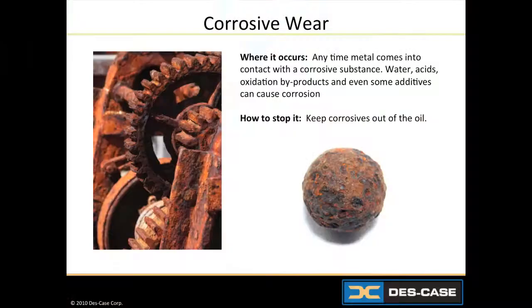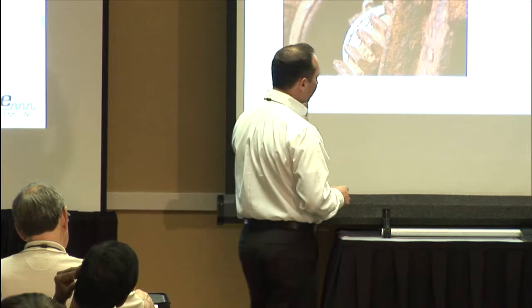My rule of thumb is clean it 2 ISO codes cleaner than the target cleanliness of the component it's intended for. So if there are some challenges getting that lubricant from the drum or from the storage unit to the component, we can absorb that contamination. It's not going to affect the overall contamination of the component or the system. So let's talk about a couple of the other wear mechanisms that we might find as well that are due to contamination, but not necessarily solid particle contamination.